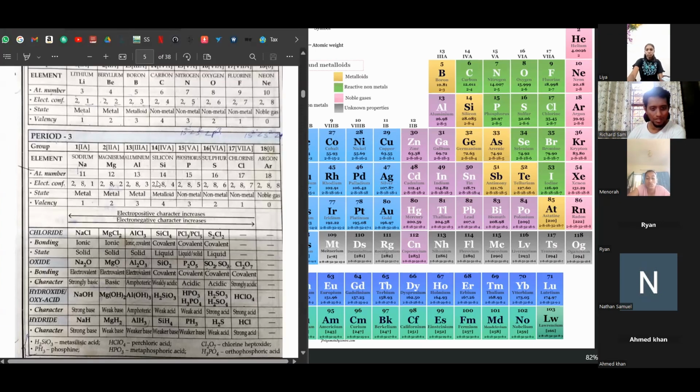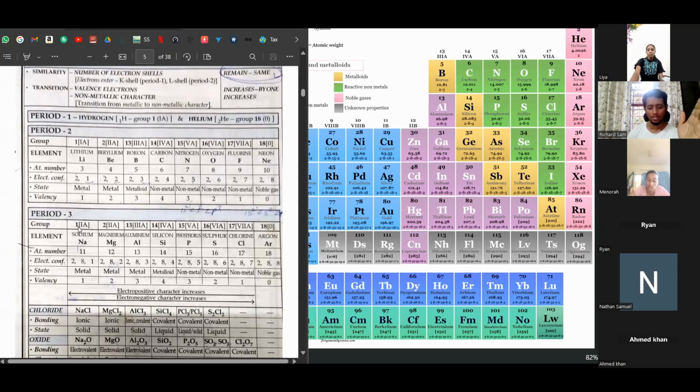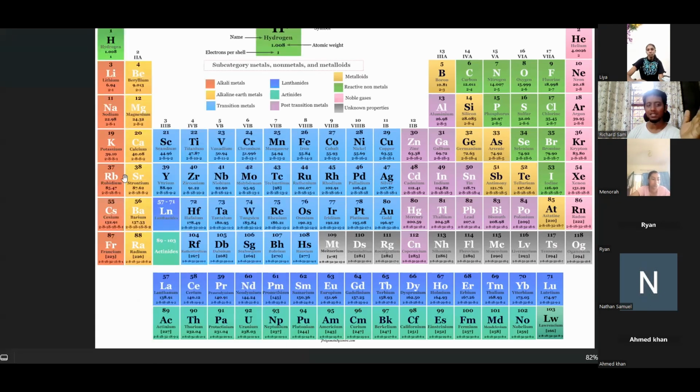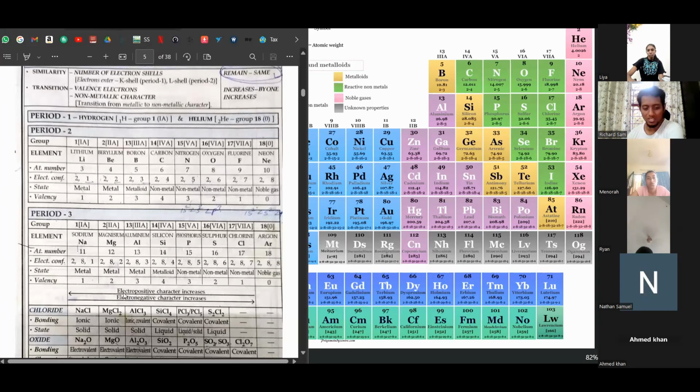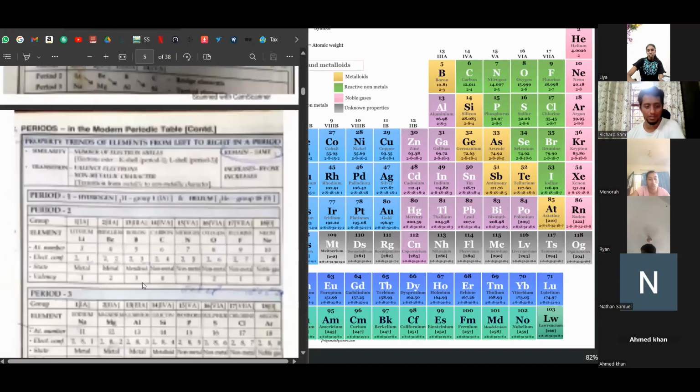Okay, so in this they have shown everything about each of these periods: period 1, period 2, period 3. What have they shown? They've shown their group number, the element, their atomic number, their electron configuration, their state, whether they're metals or non-metals, and their valencies. Now metals, their valency is positive, right? So we call them electropositive elements. And when you go to the right, the non-metals have valency of minus. So they're called electronegative. You will see in the book some places it's written like this. Towards the left, you have electropositive character elements.